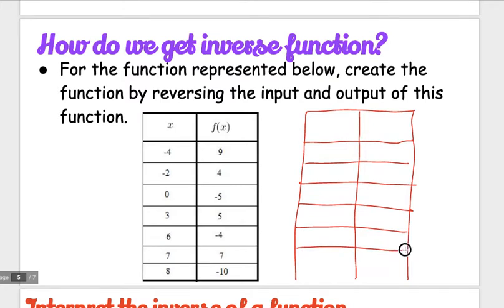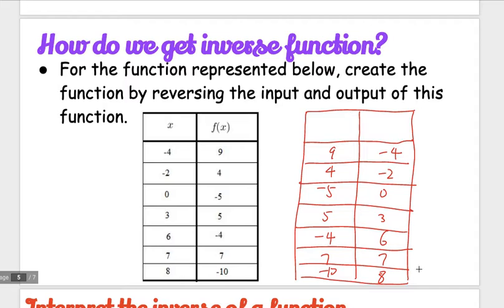Don't focus on the non-straight line here. As we mentioned, the new input is going to be the original output. So the y column becomes our new input: 9, 4, -5, 5, -4, 7, -10. And the value matched to each of these, which was the input, is going to be our new output. So 9 to -4, -2, 0, 3, 6, 7, 8.